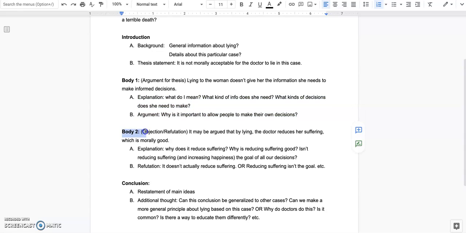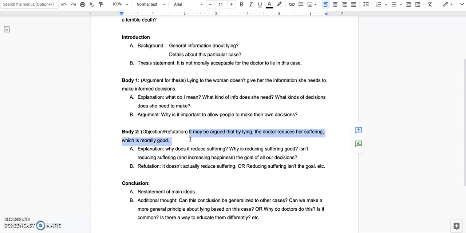Body 2, in this case, is where I'm going to use my refutation paragraph. And again, it could be body 2 or body 3, or it could be both, so on. Here, I'm going to consider the opposing view, which is, in this case, it may be argued that by lying, the doctor reduces her suffering, which is morally good.